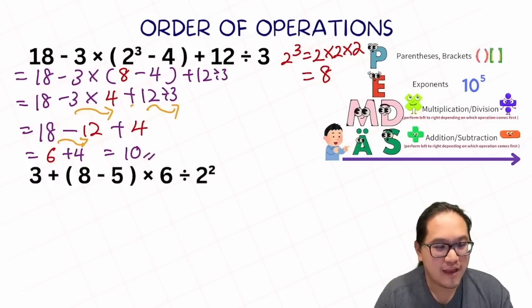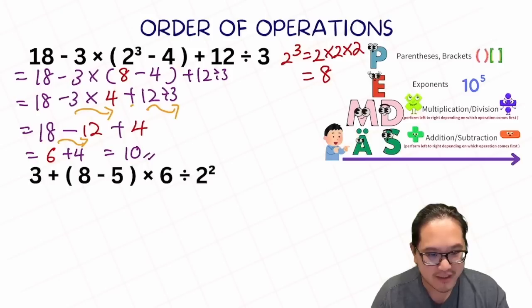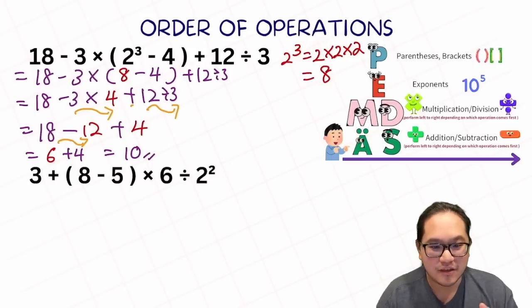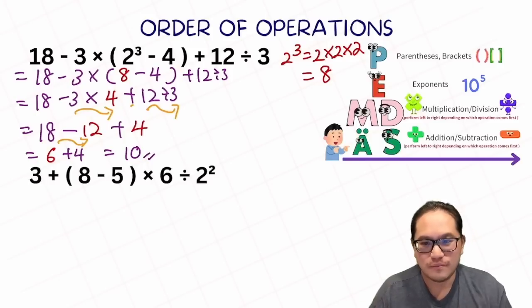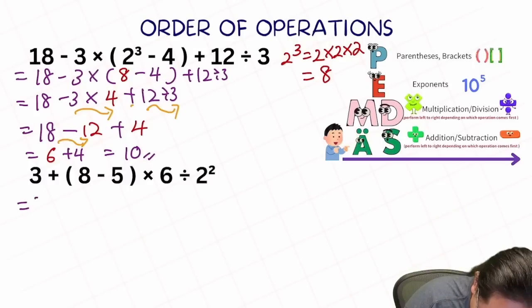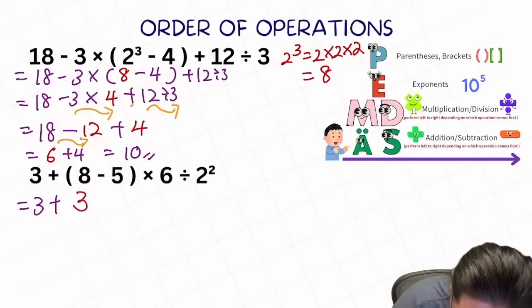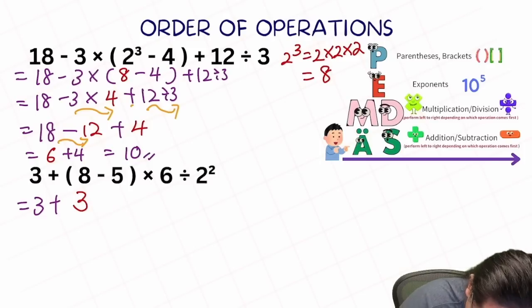So the next question we have is 3 plus parenthesis 8 minus 5 close parenthesis times 6 divided by 2 squared. So according to PEMDAS, we need to start with parentheses, right? So let's take care of that. So we have 3 plus 8 minus 5 is equal to 3. And we just drag everything down. Multiply by 6 divided by 2 squared.